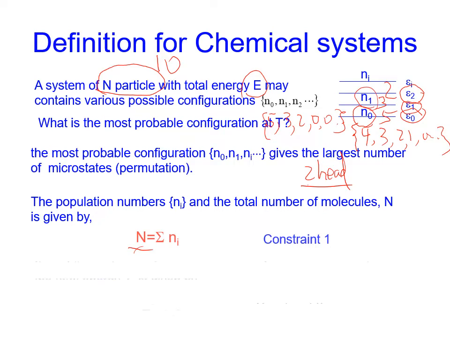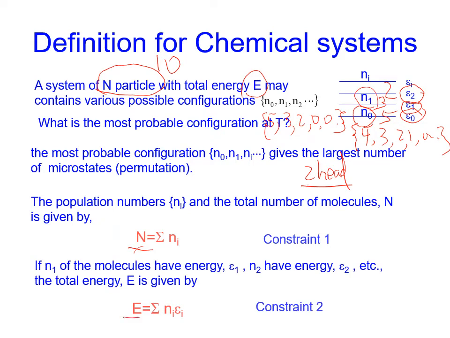And constraint 2 is that the total energy is fixed. So the lowest energy, let's say n0 times epsilon 0. So this is the lowest energy. This is the number of molecules occupying epsilon 0, plus n1 epsilon 1. That's the second energy, and this number of molecules has this energy. So this adds together, and so on. You add all energy levels, that gives you the total energy E that is fixed. Okay, these are the 2 constraints.